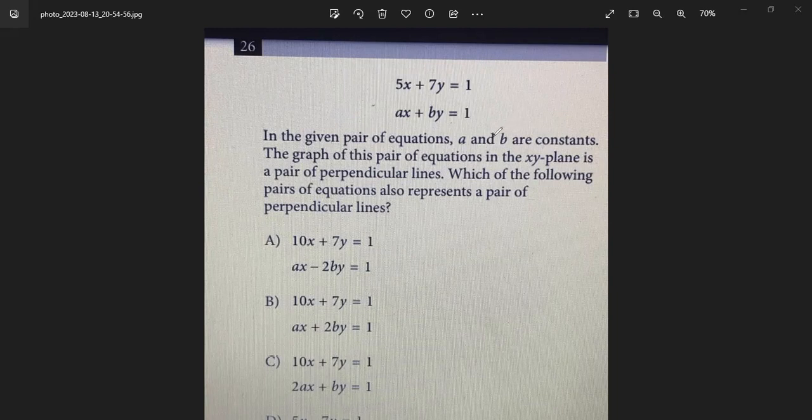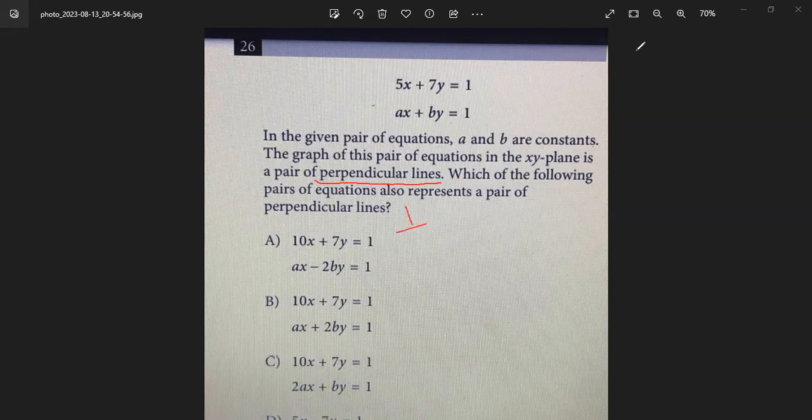The request comes from one of my students. We have two equations in standard form, a straight line equation in standard form, where A and B are constants. This is a pair of equations. The graph of this pair of equations in the XY plane is a pair of perpendicular lines, so both lines are orthogonal. Which of the following pairs of equations is also perpendicular?